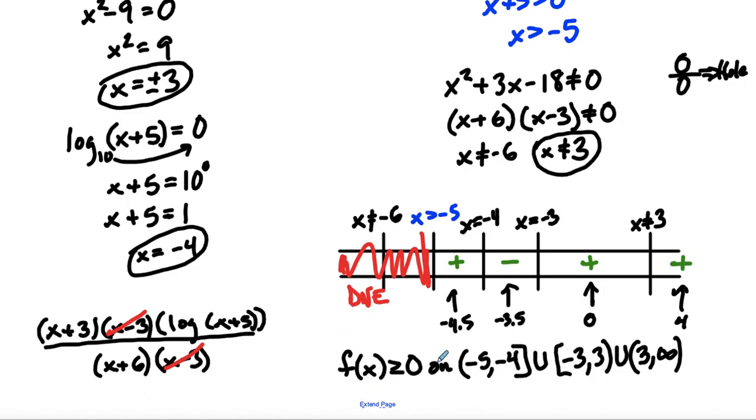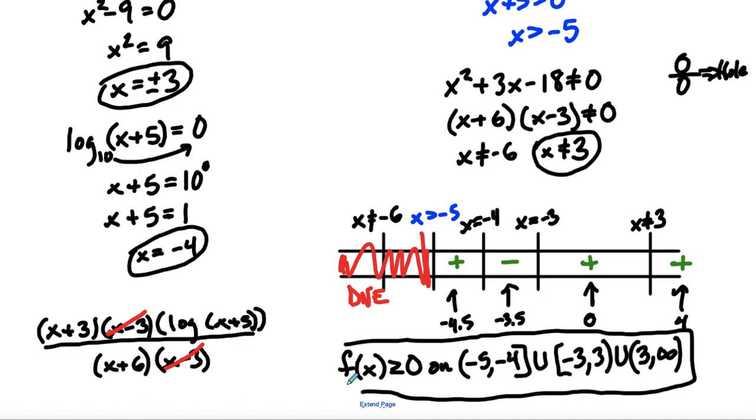So now we've finished this problem, and this is going to be your final answer on this one for solving an inequality that has a lot of parts, but once you break it down, it's totally doable.